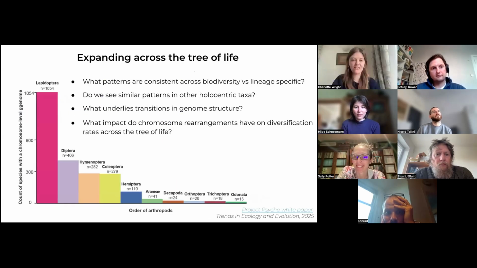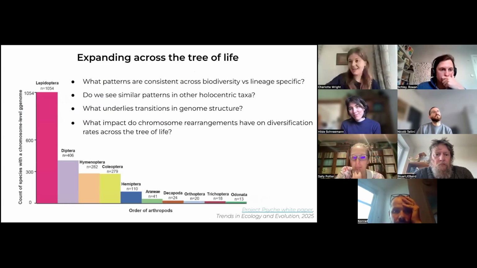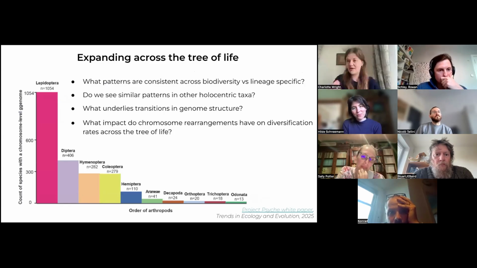And just to say, this is not just going to happen for butterflies and moths, and we should start to look at this in other groups. And only by looking at other groups will we really try to tease apart what is the impact of holocentric chromosomes, for example, versus more general patterns. And so as more genomes are generated for other groups, we can increasingly do that.